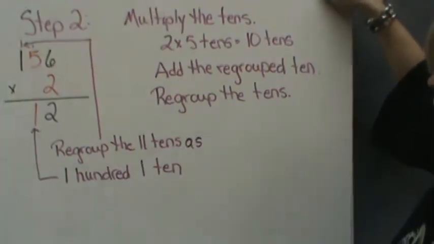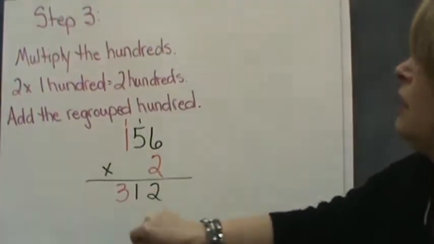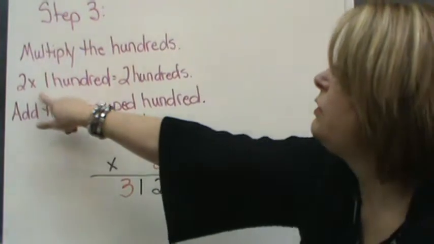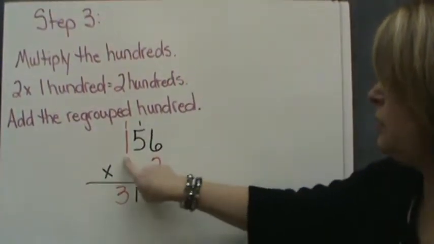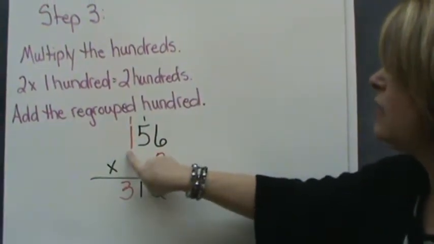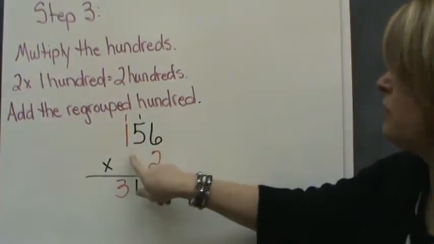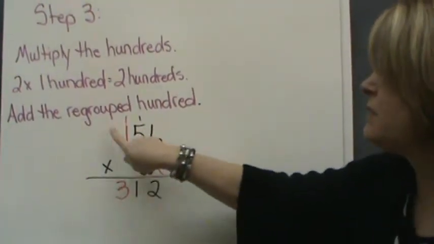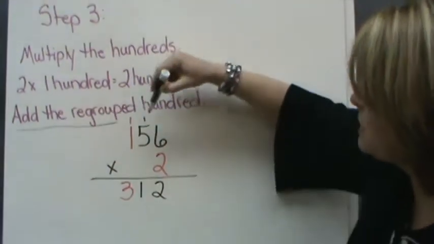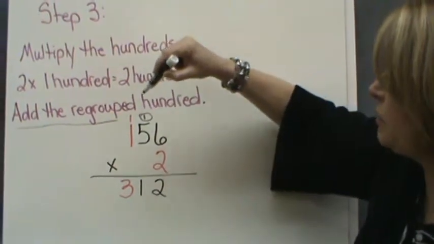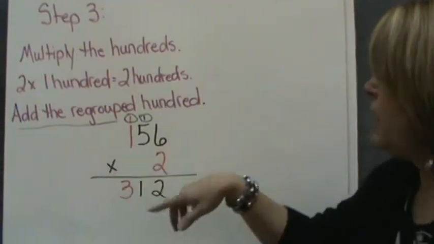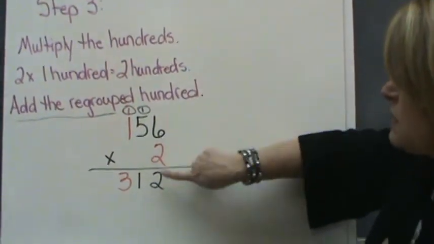And then step 3, you're going to multiply the hundreds place. So we've done all of this. 2 times the 1 in the hundreds place equals 2 hundreds. And then I have to add that regrouped 100, so that's 2, plus the 1 is 3. You always have to remember to add your regrouped numbers. Here we had the 1 ten that we regrouped and the 100 that we regrouped, and those always get added back in.